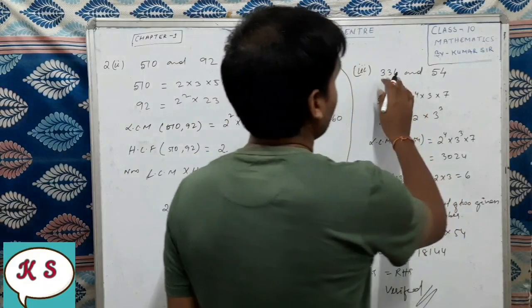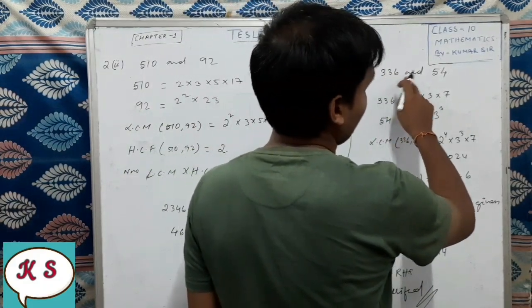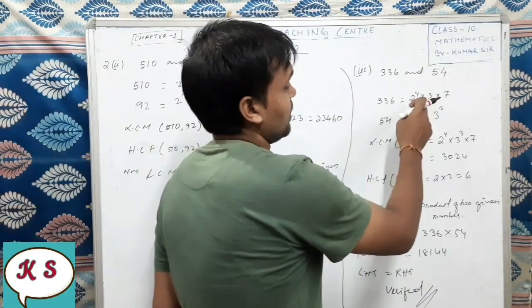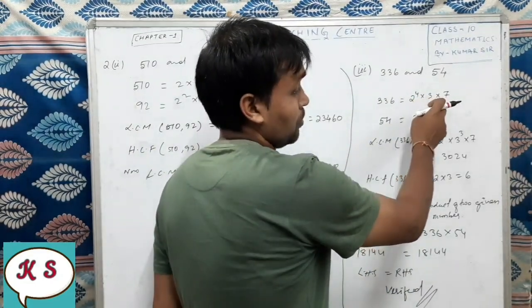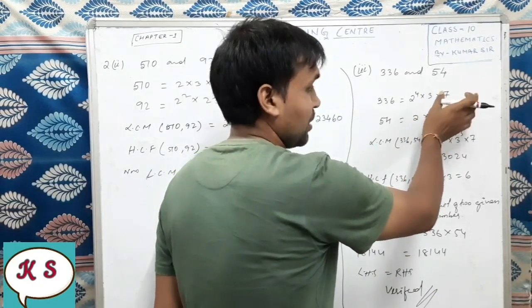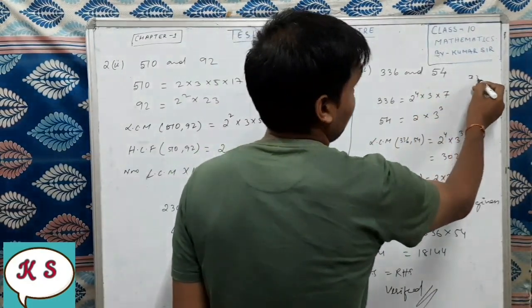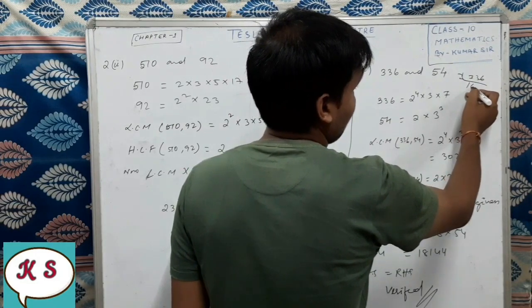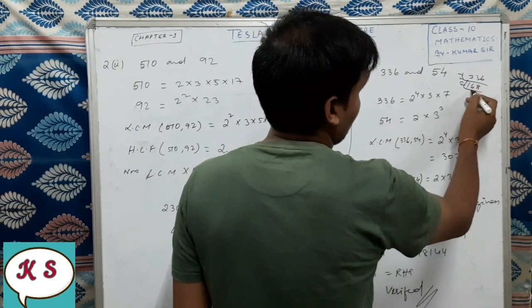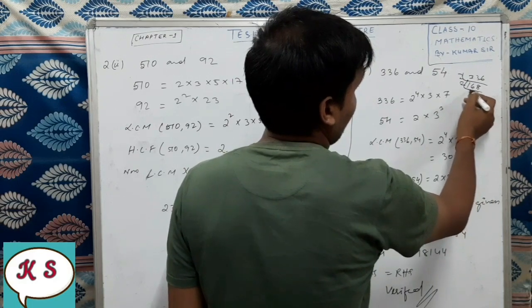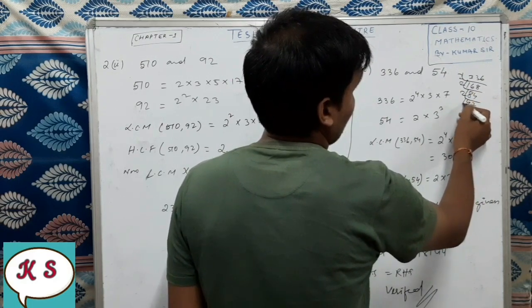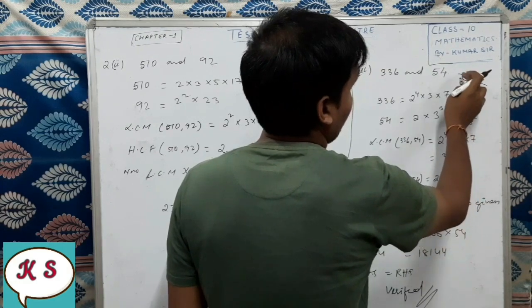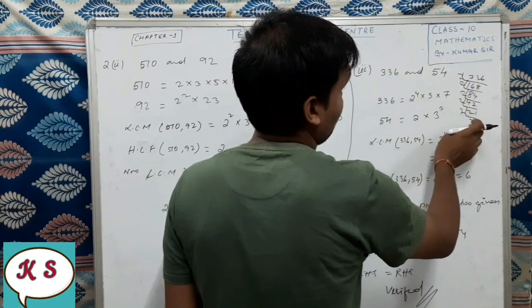Similarly, question number 3, it is given here, this one 336 and 54. Okay. So 336, if you take the LCM, then you will get 2 into 2 into 2 into 2, into 3 into 7. You have to take the LCM here. Okay, again and again I am telling you, you have to take the LCM. 168, 84, 42, 21, 7. So 2 to the power 4, 3 into 7.